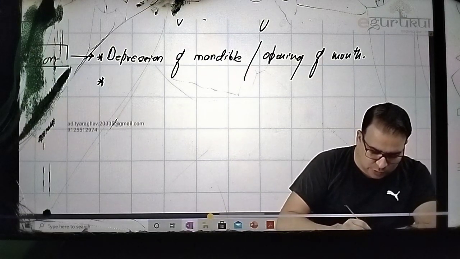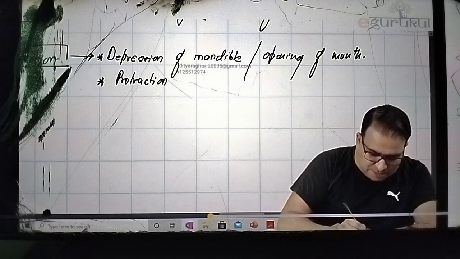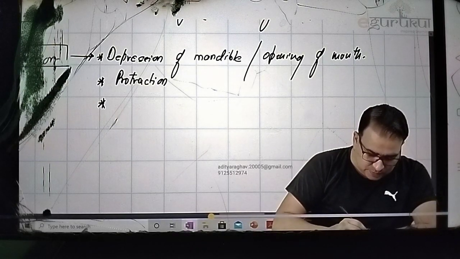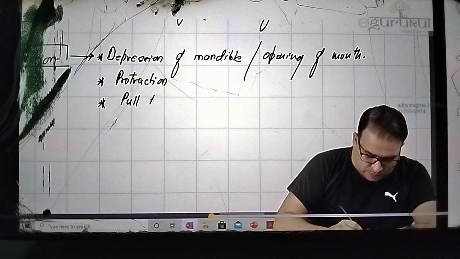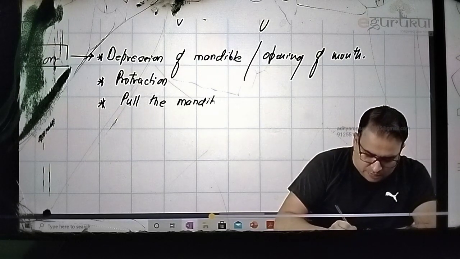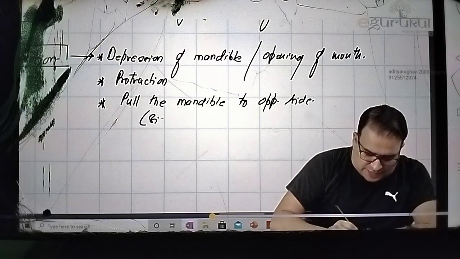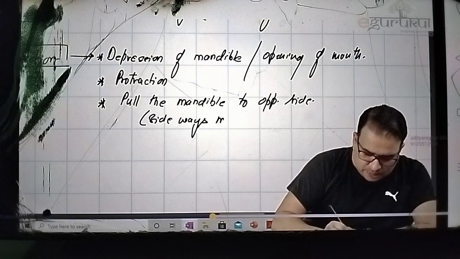Then what? It is also responsible for protraction. The muscle is running backwards, so obviously it will pull the mandible forward, protraction. And the third action which we'll say is to pull the mandible to the opposite side, which is called sideways movement.